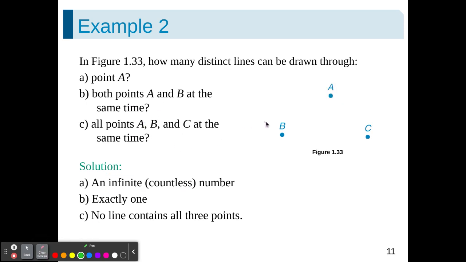So both points A and B at the same time. If I draw a line through points A and B, there's only one way to do that, and there it is. I know it's not perfect, but there's only one way. It doesn't matter whether I come from the top down through A and then through B, or up from B and up through A. And then last but not least, a line that contains all the points A, B, and C at the same time.